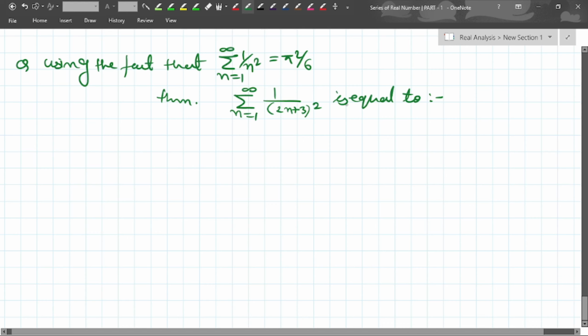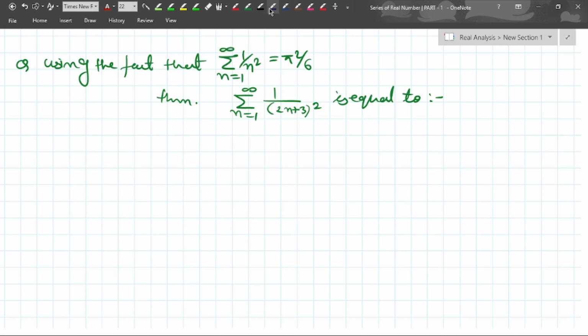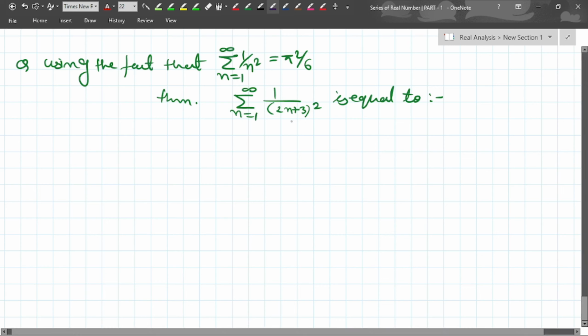So first of all, just proceed with this. If I put 1 here, then what is it? I have (2n plus 3) whole square, and I will proceed with n equals 1. If n equals 1 here, then what is it?